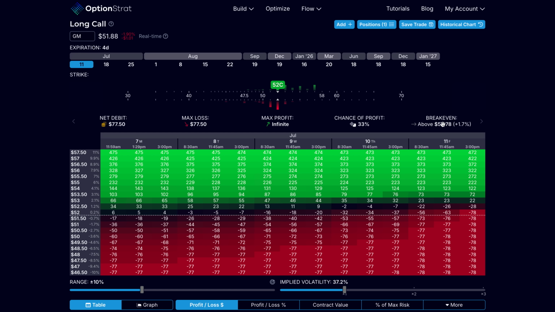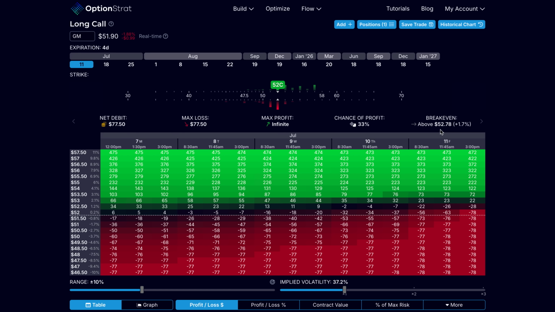And then we have our break even here. So this means at expiration, I want the price of GM to be above 52.78 so that I make a profit here. Again, I want the price of the stock to go up.